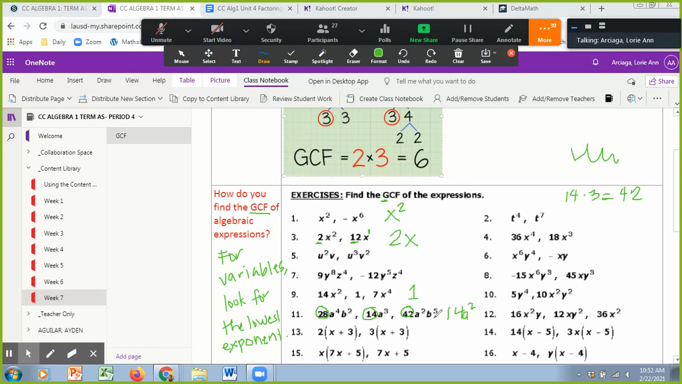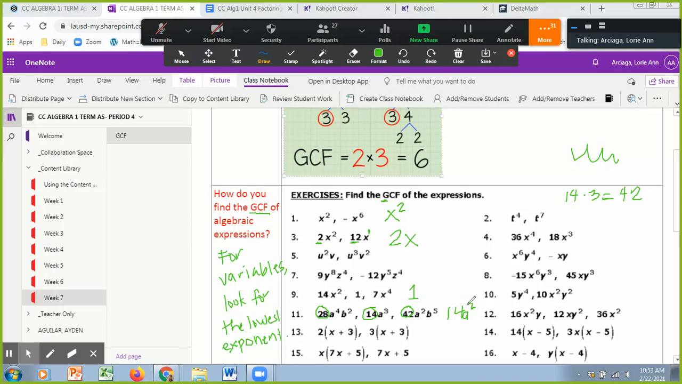What about B? Do all of them have B? Yes or no? No. So then that means don't put B in the GCF. Just leave it as it is.